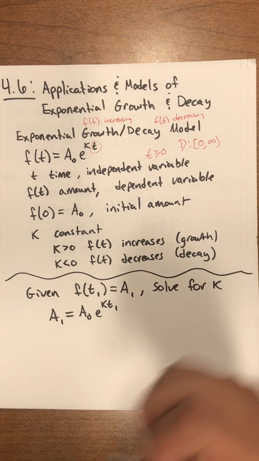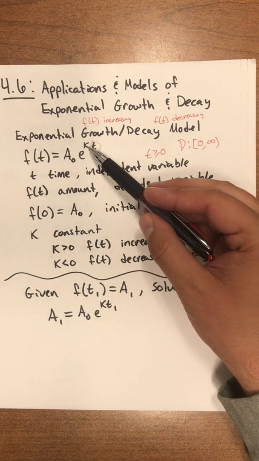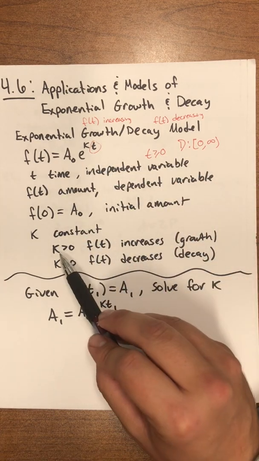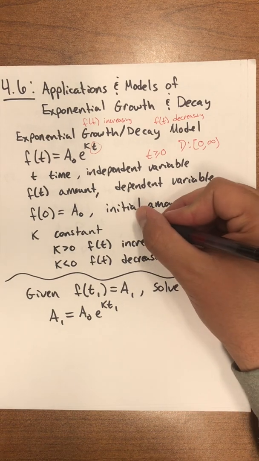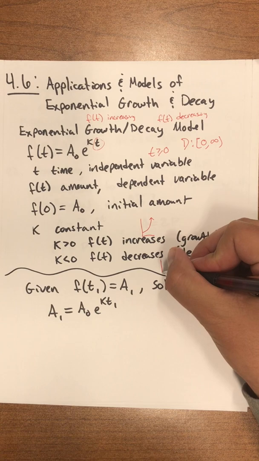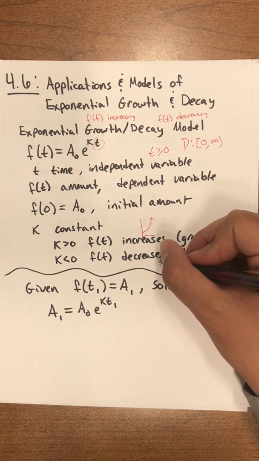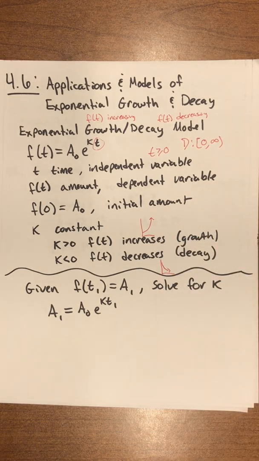So f of 0 is the initial amount, and k in the exponent of the base e, that's a constant, and if k is greater than 0, that's going to make the function increasing, and if k is less than 0, the function is going to be strictly decreasing.